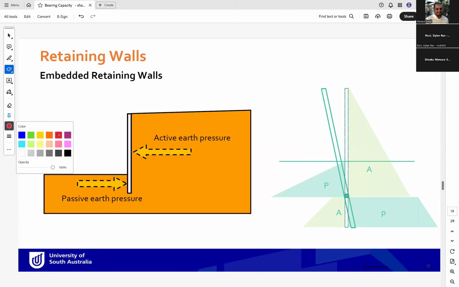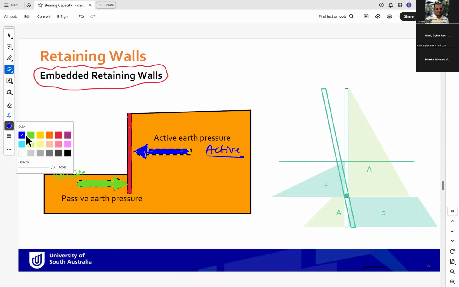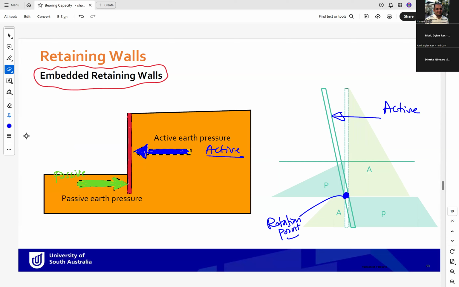Here is just a few details about the embedded retaining wall. As I mentioned, it is our embedded retaining wall. So we will have active earth pressure on the top part. So this is the active case. And we will have passive earth pressure on the bottom part. So if we look at the wall here, as you can see, there will be a rotation point, because the soil here is trying to push actively, and the soil here tries to push passively.